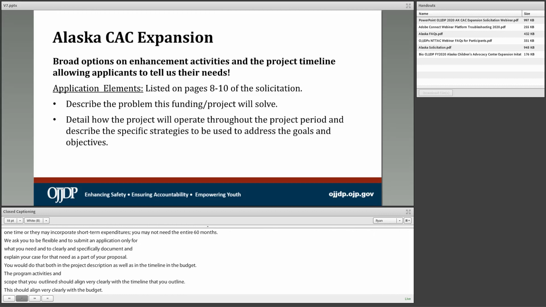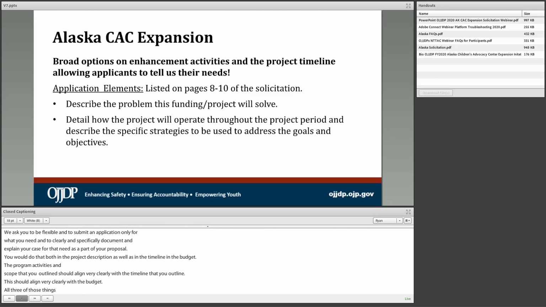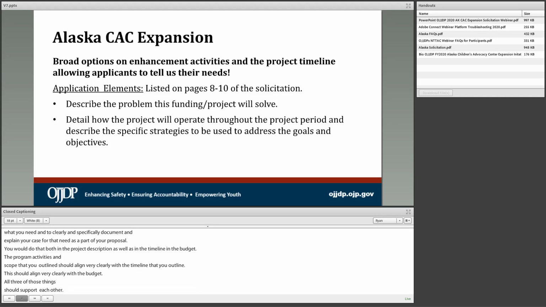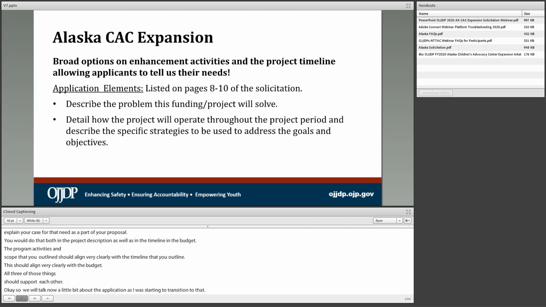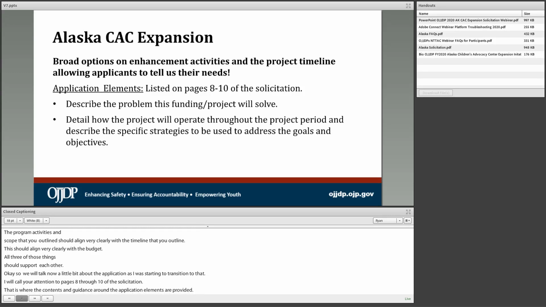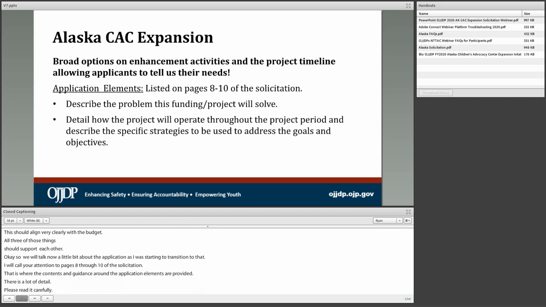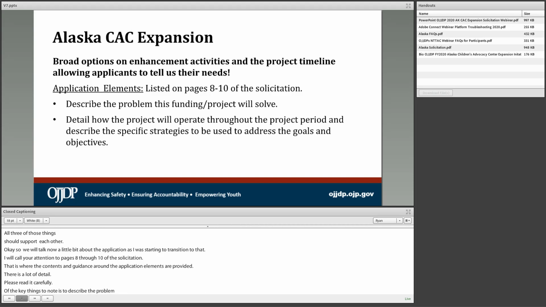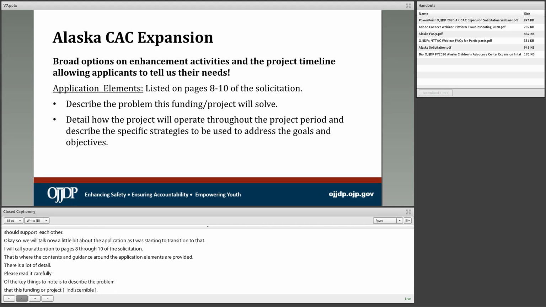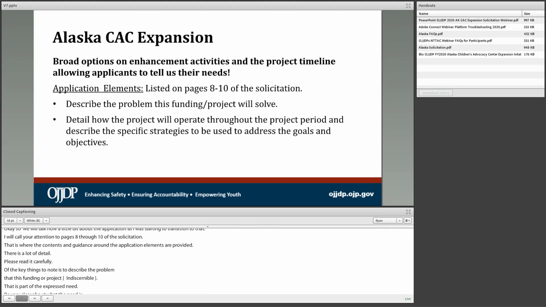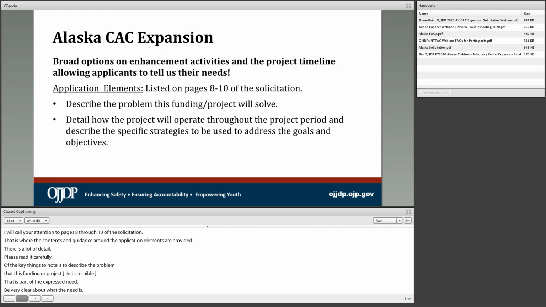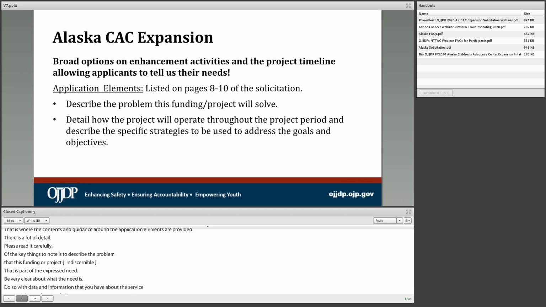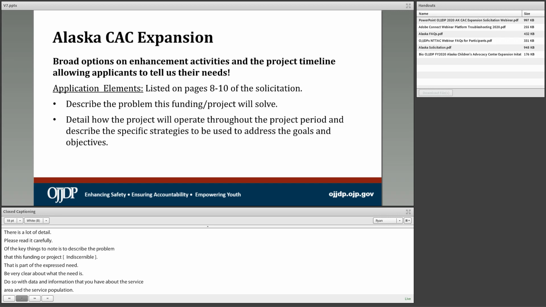Okay, so we will talk now a little bit about the application as I was starting to transition to that. I will call your attention to pages 8 through 10 of the solicitation. That's where the content and guidance around the application elements are provided. There's a lot of detail. Please read it carefully. But the key things to note is to describe the problem that this funding or project will solve. So that's part of that expressed need, and being very clear about what that need is, and doing so with data and information that you have about the service area and the service population. And also where you make the case for creative and innovative solutions, because only you, as the applicant, know the needs of that area and the best way to solve those challenges.